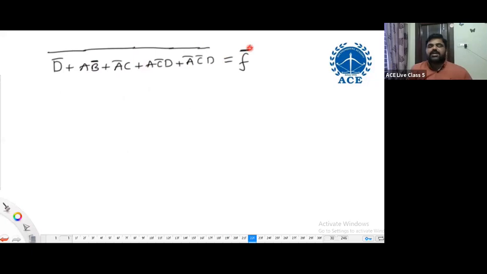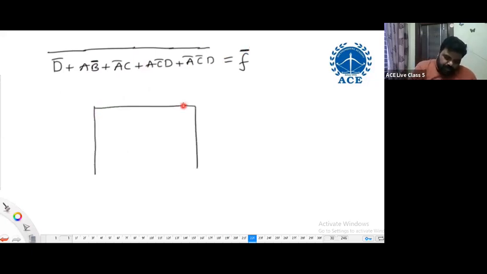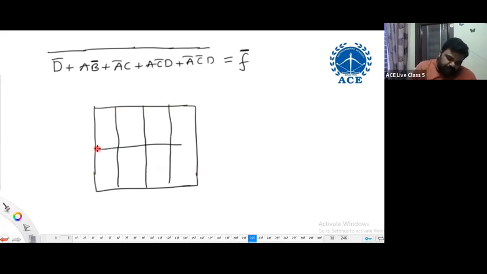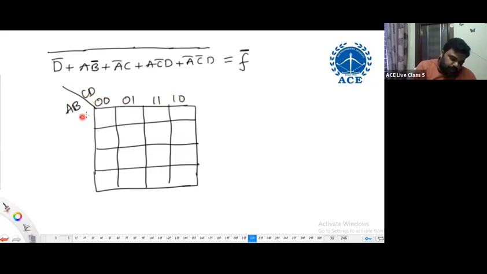Let me write the K map for F first. Forget about the complement bar. Now let me write the K map for F. Here it is AB, CD: 00, 01, 11, 10 and 00, 01, 11, 10. Now D bar. What do you mean by D bar as a term? When D equals 0, A, B, C are all possibilities, so this is the region.